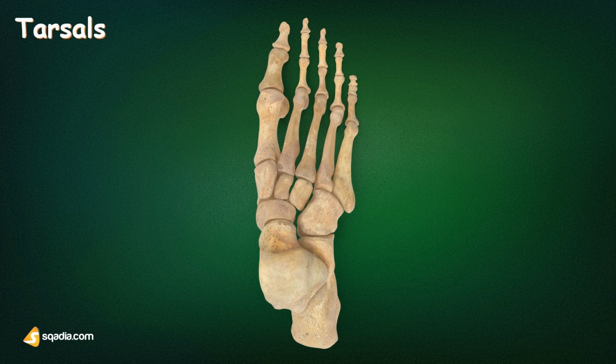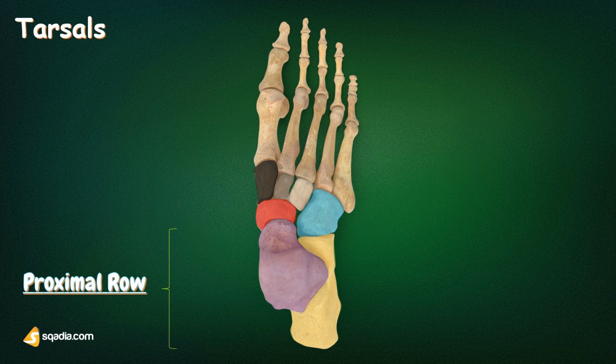First, we will talk about the tarsal bones. The tarsal or ankle bones are 7, and we have divided them into 2 rows. The first one is the proximal row, and the second one is the distal row. The proximal row includes 2 bones, the talus bone and the calcaneus bone. The highlighted bone here is the talus bone, and this is the calcaneus bone.